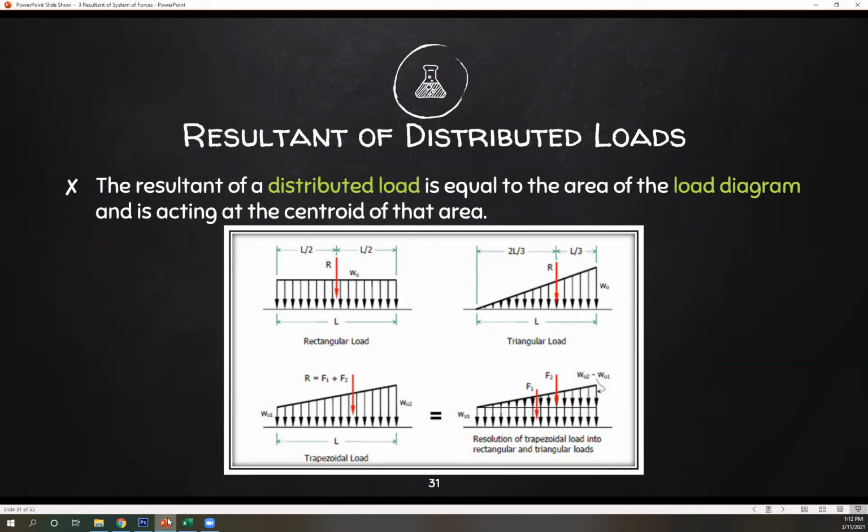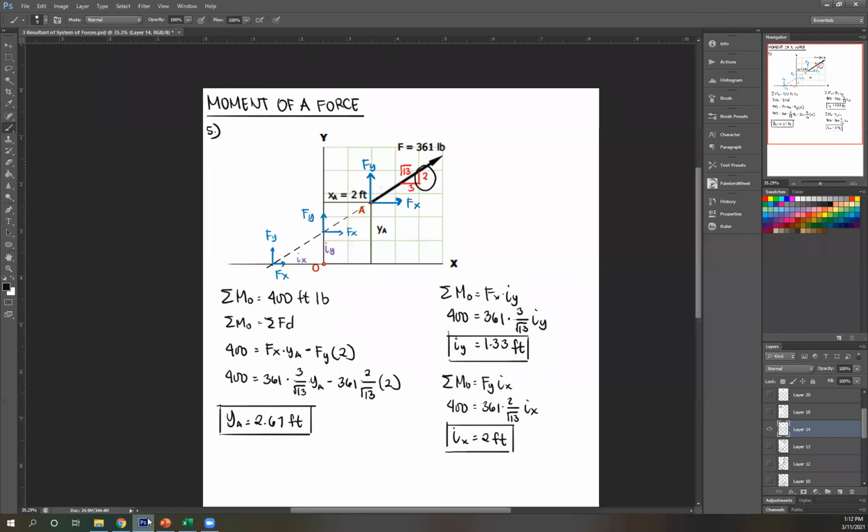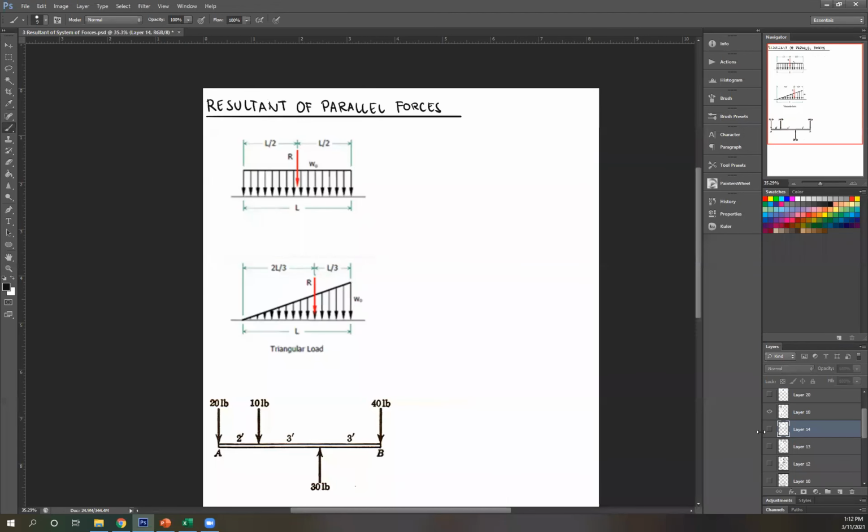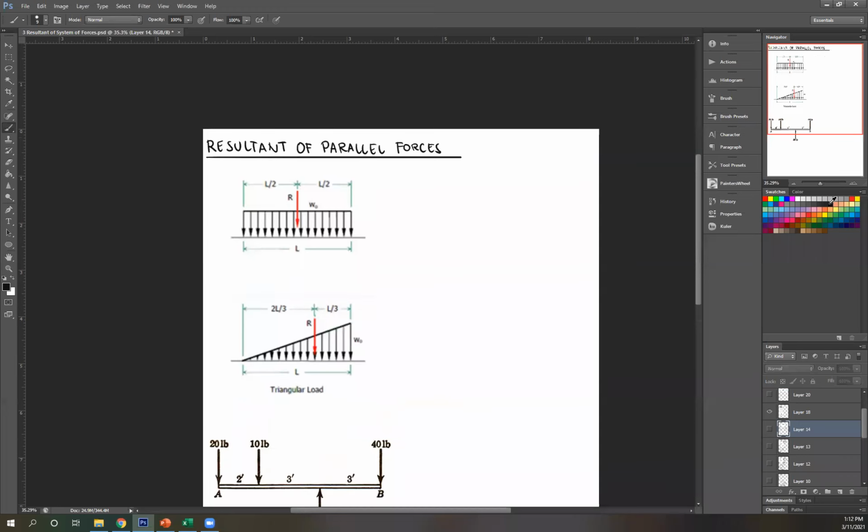So you have these common examples. The resultant of a distributed load is equal to the area of the load diagram and is acting at the centroid of that area. These are your examples. Okay. And so area, and then it's acting at the center. This is a rectangle, right? Therefore, center is just length over 2.